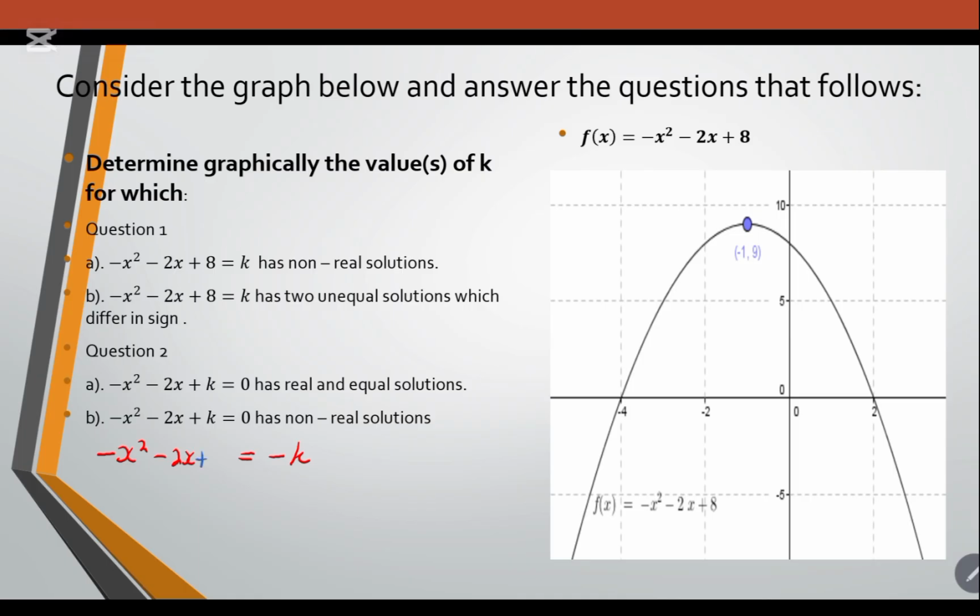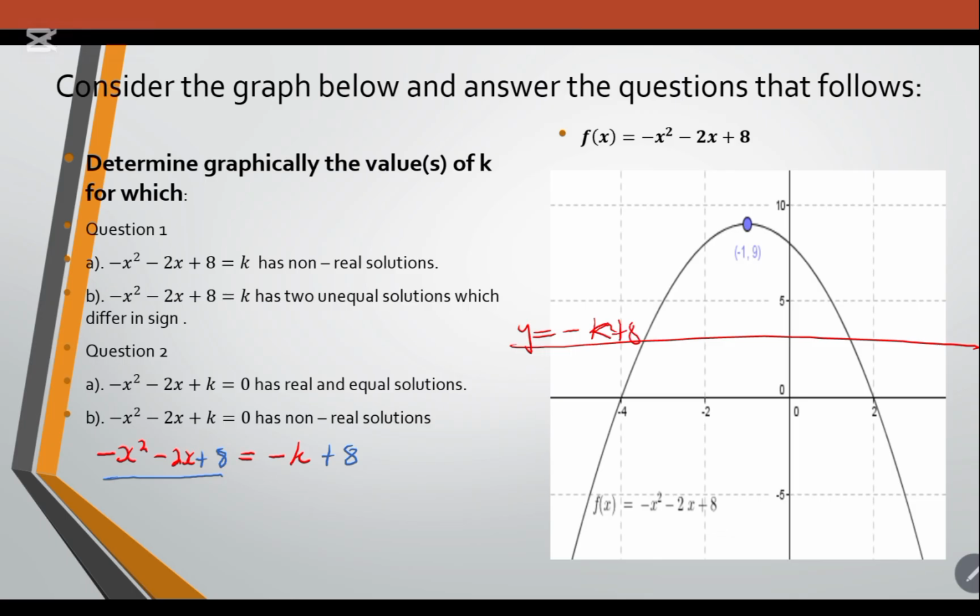Therefore, we add 8 on both sides such that this expression now represents the graph that is given. Determine the value or the values of k such that the roots of this equation will have no real solution, will be non-real. So we said that the roots will only be non-real if the graphs do not meet. Our constant line, which is the line y equals -k plus 8.